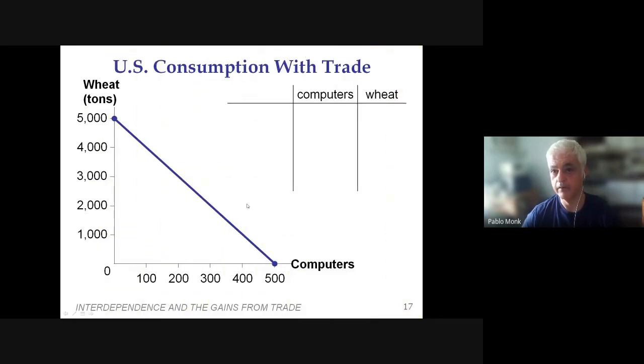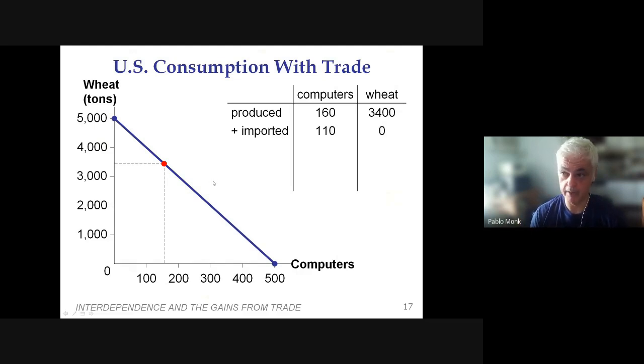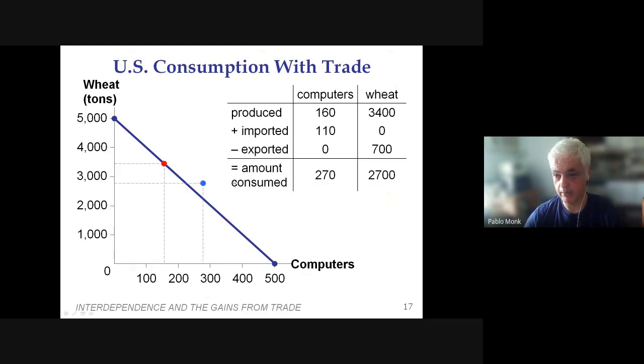Okay, so remember, this was the original American PPF, right? It could be 5,000 wheat or 500 computers. So what does that mean? Originally, they produced 160 computers and 160 wheat, right? But what did they do? They imported, America brought in 110 computers. They didn't bring in any wheat. But they exported, they sold out 700 tons of wheat, but they didn't bring any in. So what does that mean? Actually, now Americans have 270 computers and 2,700 tons of wheat.